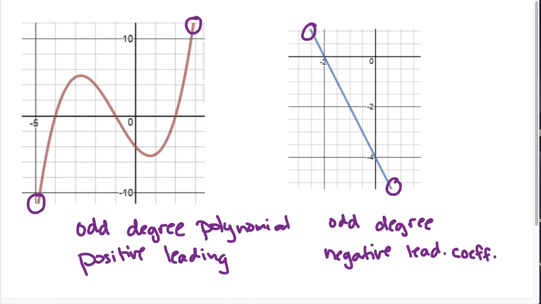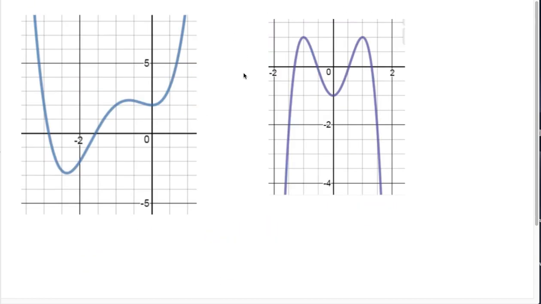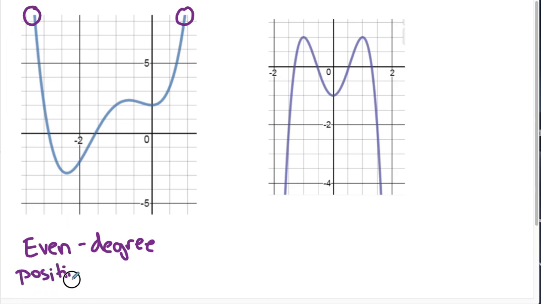Let's take a look at two more graphs. Here we have this graph, and we just want to focus on end behavior. The end behavior here is both up. So we can identify that the graph is an even degree. And because they are both pointing upwards, increasing on both ends of the graph, we can identify that it has a positive leading coefficient.